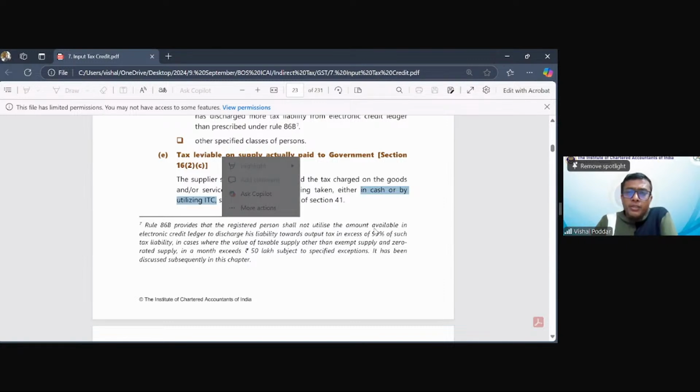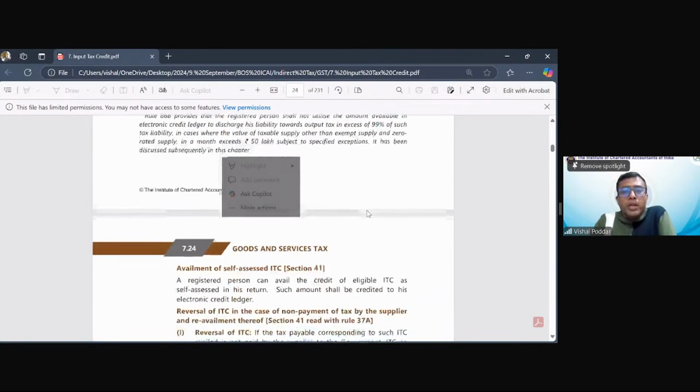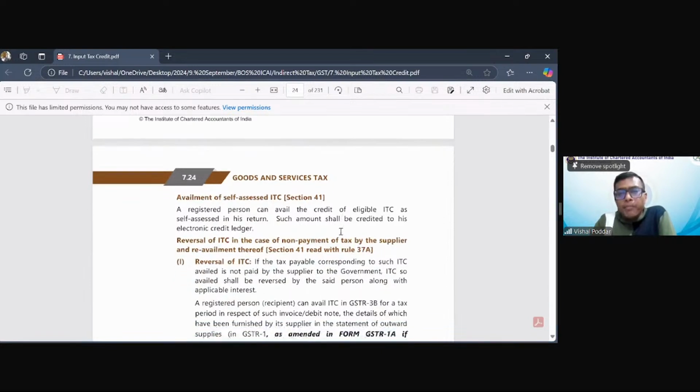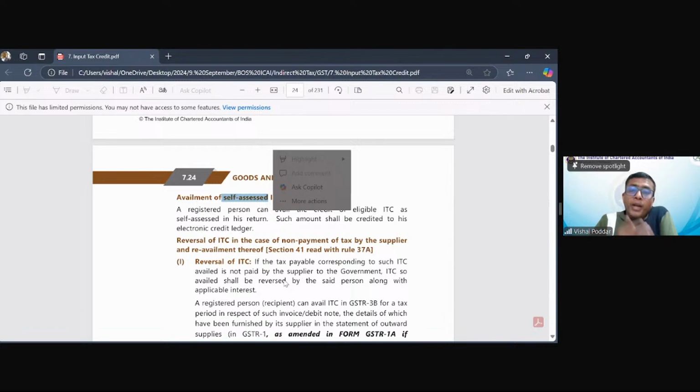Now, since, as I said, this condition got a lot of criticism, they introduced this section 41, and in 41 subsection 2, they reintroduced this condition but with a change. Now, what is this change? As we just read in 41 above, it is saying that firstly, we are giving you this ITC on self-assessment basis. Fine. It means what? For the time being, you take the ITC, but it is not final. Why is it not final? Because we are waiting for the supplier to pay the tax.